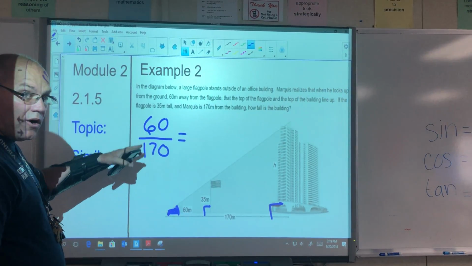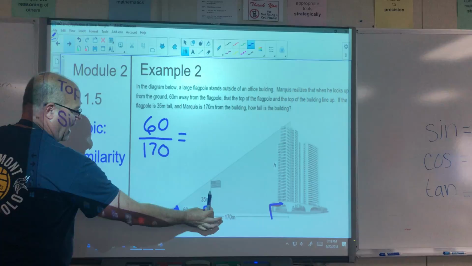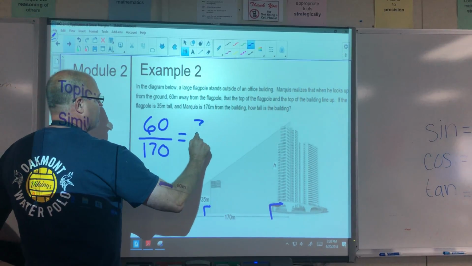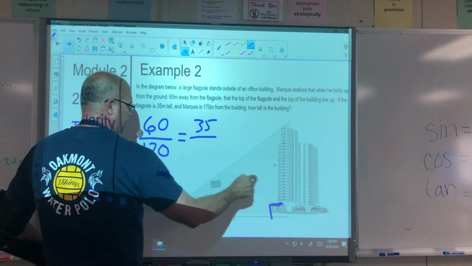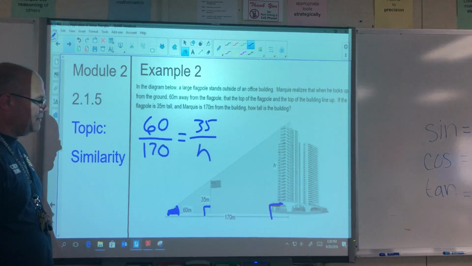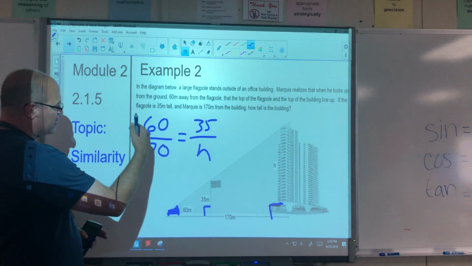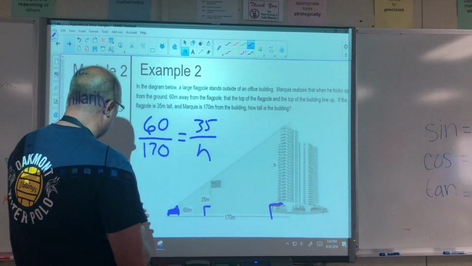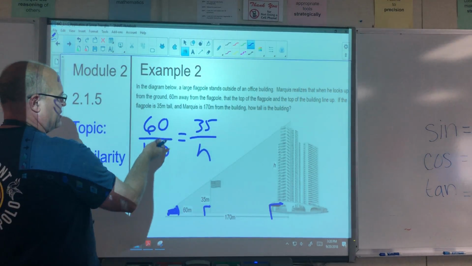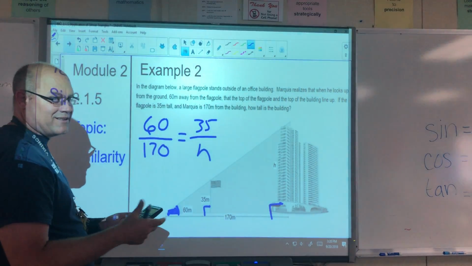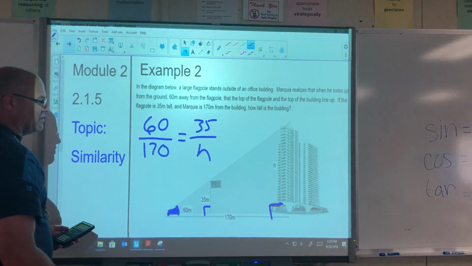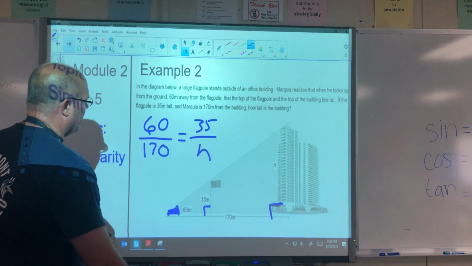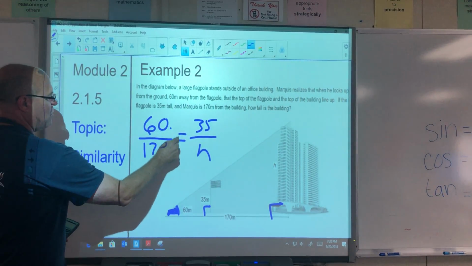Okay, so I went small over big. So then I'm going to go the flagpole height, 35, over the height of the building. Okay? Again, just got to be consistent. Small over large, small over large. All right, now I could have reduced this to make math easier, but again, with calculators nowadays, it doesn't really matter. It's just an extra input button. That's about it. So I cross multiply.